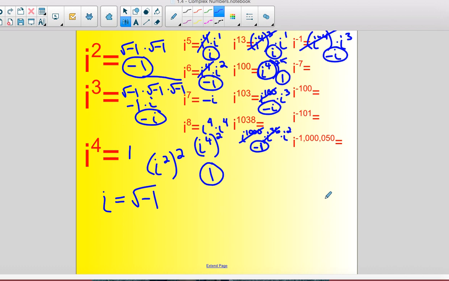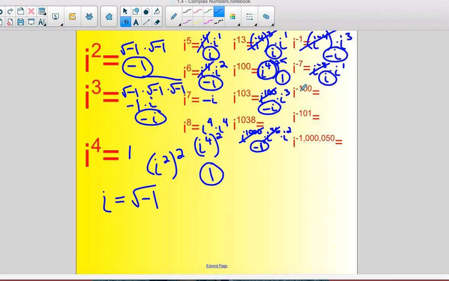All right, i to the negative 7th. I'm going to say i to the negative 8, times i to the 1, because negative 8 plus 1 is negative 7. And because this divides evenly by 4, I'm just going to ignore it. So the final answer is just going to be i.